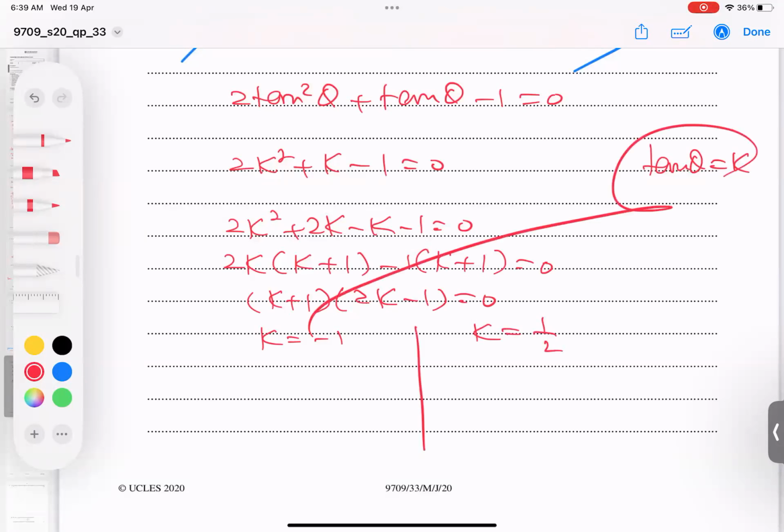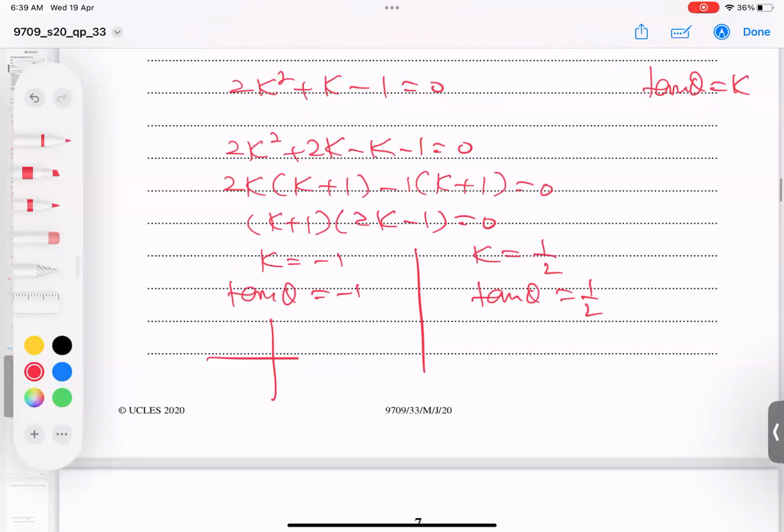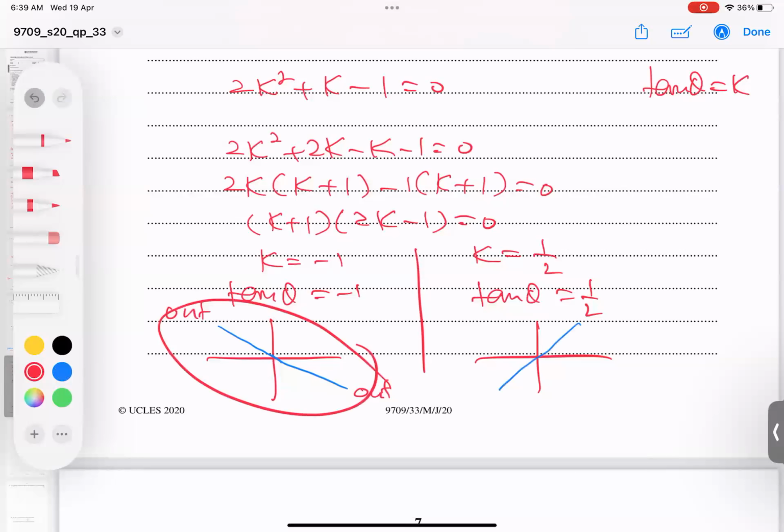Now, I plug this value back here. So tan theta is equal to minus 1 and tan theta is equal to half. And here, you know, tan negative is in which quadrant? This one and this one. And here tan is positive in which quadrant? Very clear, first and the third one. But these both are out of range. Why out of range? Because both are not in the first quadrant.